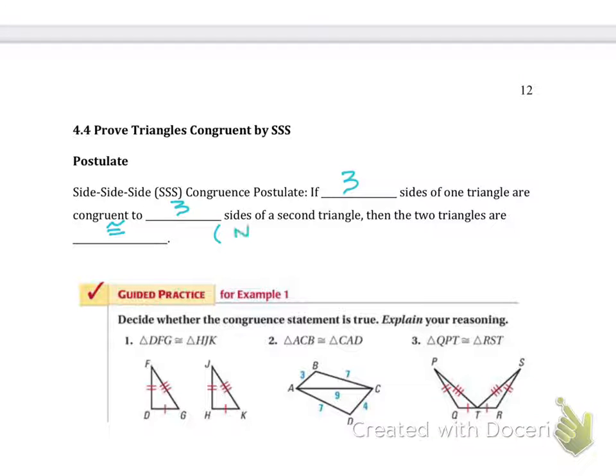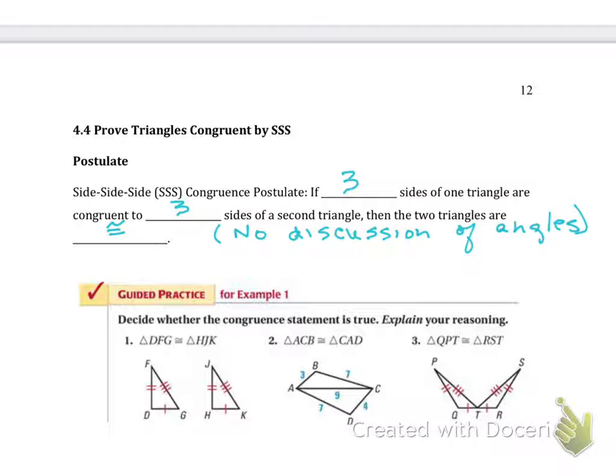So note that there's no discussion of angles here. What they're saying to us now is that if we can show that the three sides are equal, that is sufficient to show that the two triangles are congruent to one another. So let's look at this first example.